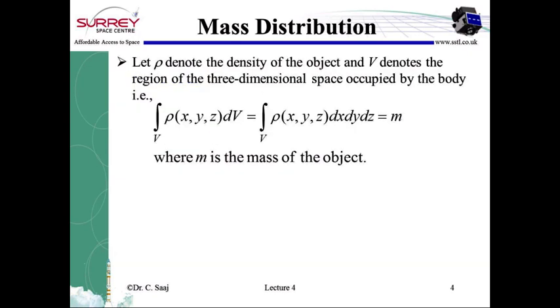We know the relation connecting density, mass, and volume. Density is mass per unit volume. Therefore, we can extend this definition to the three-dimensional object that is free to rotate in three-dimensional space by the definition: integral over V of rho dV is the integral over V of rho times, that is density times, the differential volume, which is dx, dy, dz. So this is nothing but the mass of the object.